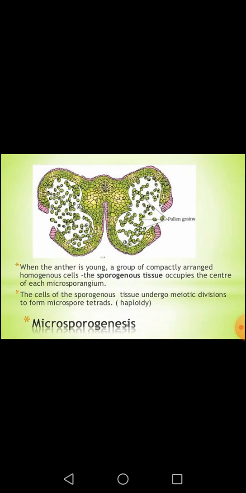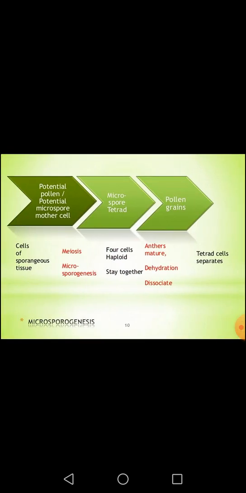When the anther is young, a group of compactly arranged homogeneous cells, the sporogenous tissue, occupies the center of the microsporangium, and these cells of the sporogenous tissue undergo meiotic divisions and form microspore tetrads. अब आपसे कोई पूछता है कि what is microsporogenesis, तो microsporogenesis is a kind of gametogenesis, means formation of microspores from sporogenous tissues. तो sporogenous tissue जो है आपके माइक्रोस्पोरेंजियम के अंदर बिल्कुल वो मियोटिक डिवीजन करेंगे, मियोसिस करेंगे, और आपके हैप्लॉइड माइक्रोस्पोर यानी जो कि टेट्राड की फॉर्म में होंगे, इनकी फॉर्मेशन करेंगे, ठीक है.